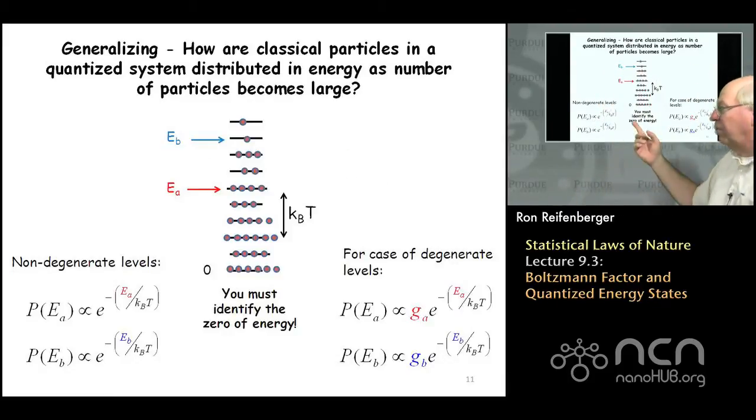This is the case for non-degenerate energy levels. If the energy levels are degenerate, then you have to include the degeneracy factor of each energy level, and you can say the probability varies exponentially with energy, and the pre-multiplicative factor here is just the degeneracy of each energy level.